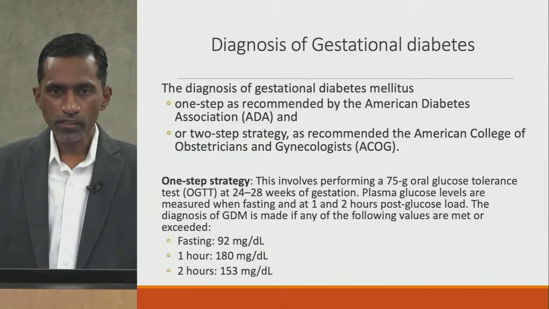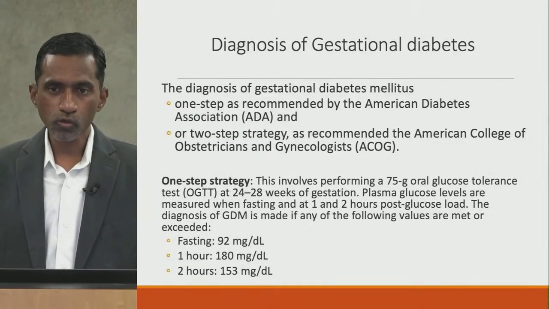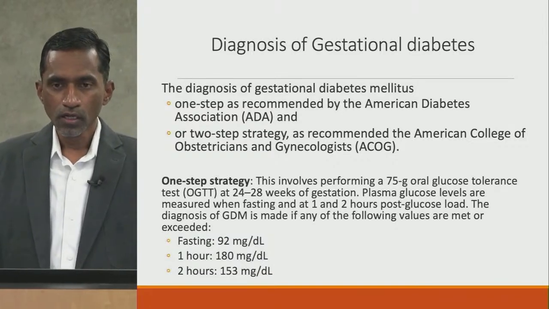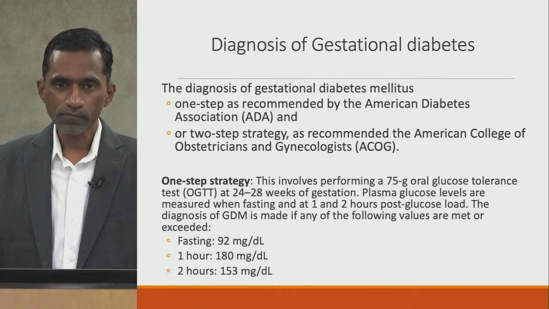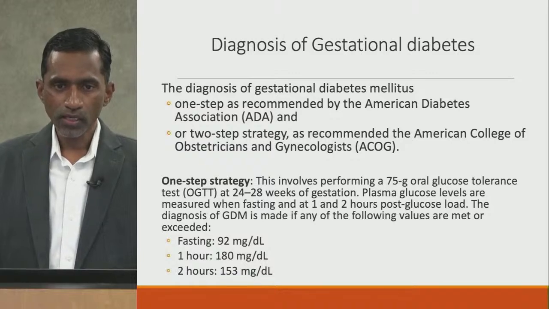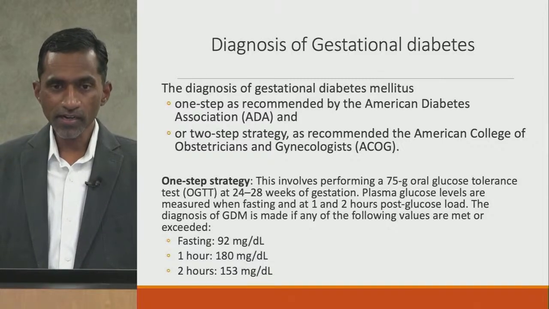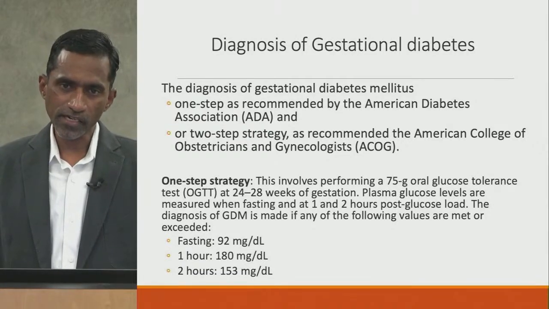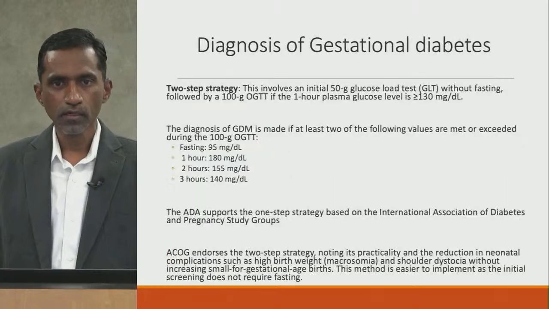So the one-step strategy involves taking a glucose load, usually a sugary drink, 75 grams, given at between 24 to 28 weeks, and the plasma glucose levels are measured at fasting, 1 hour and 2 hours. And the fasting should be less than 92, 1 hour should be less than 180, and the 2 hours should be less than 153. So if one of the following values is met or exceeded, then you have gestational diabetes. This is as per the ADA standards, American Diabetes Association standards.